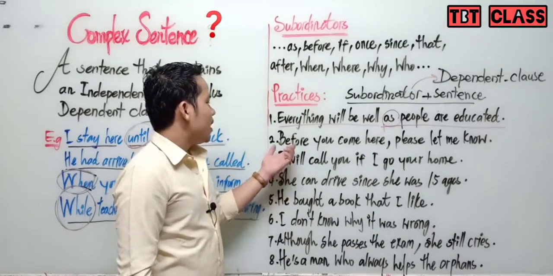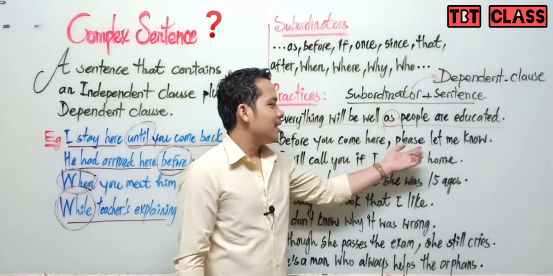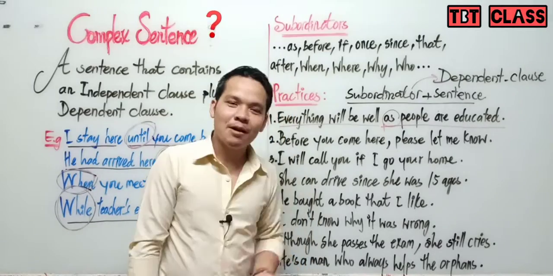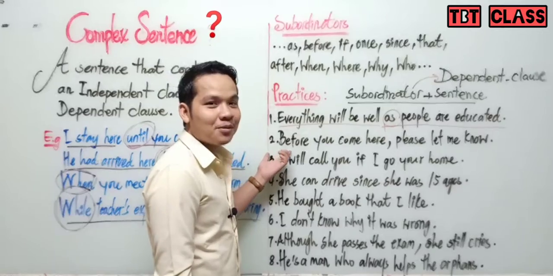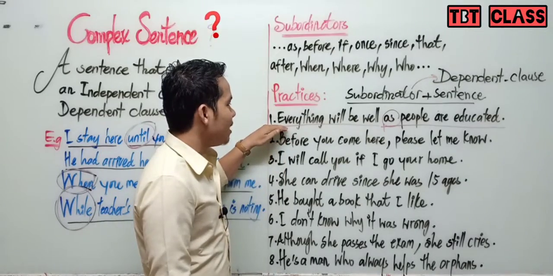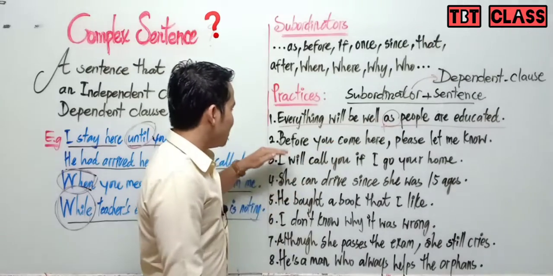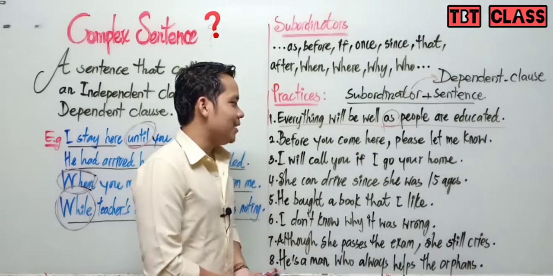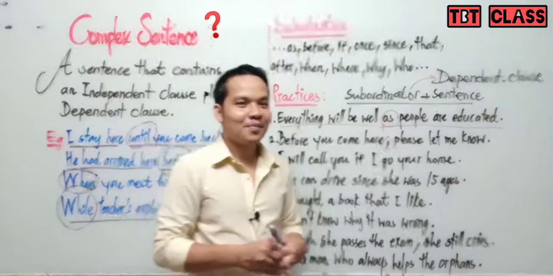Number 2: Before you come here, please let me know. What is the difference between number 1 and number 2? In number 1, we use the independent clause first, and after that, the dependent clause. But in number 2, we use the dependent clause first. So what is different? We see a comma.